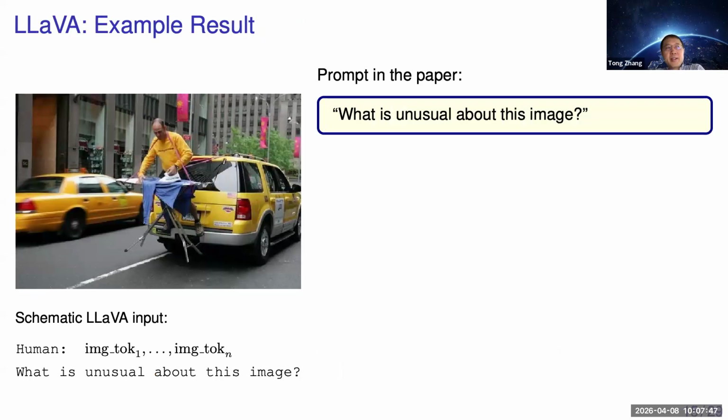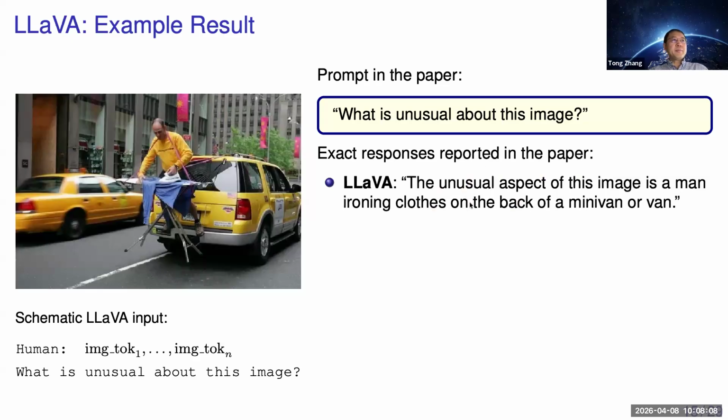Okay, so here is the result. What can you get out of this? You have image tokens, and the prompt is "what is unusual about this image?", which is a popular prompt for this. And then you expect a response, as in the paper. The unusual thing is a man ironing clothes on the back of a vehicle. It should be taxi, but it's close.